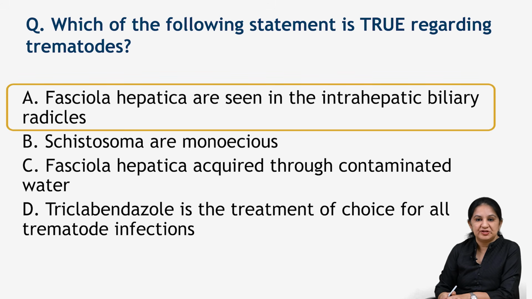Schistosoma are monoecious. No, they are dioecious. Fasciola hepatica are acquired through contaminated water. No, they are not acquired through contaminated water only, but through contaminated vegetation, right? Triclabendazole is the treatment of choice for all trematode infections. No, it is the treatment of choice for Fasciola hepatica only. For the rest, we can also use praziquantel. So the correct option is they are seen in intrahepatic biliary radicals, right? Coming to the next question.